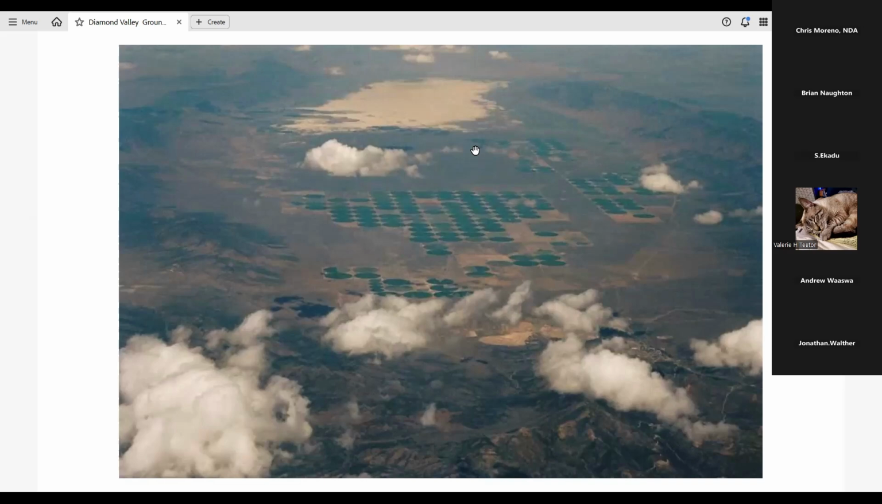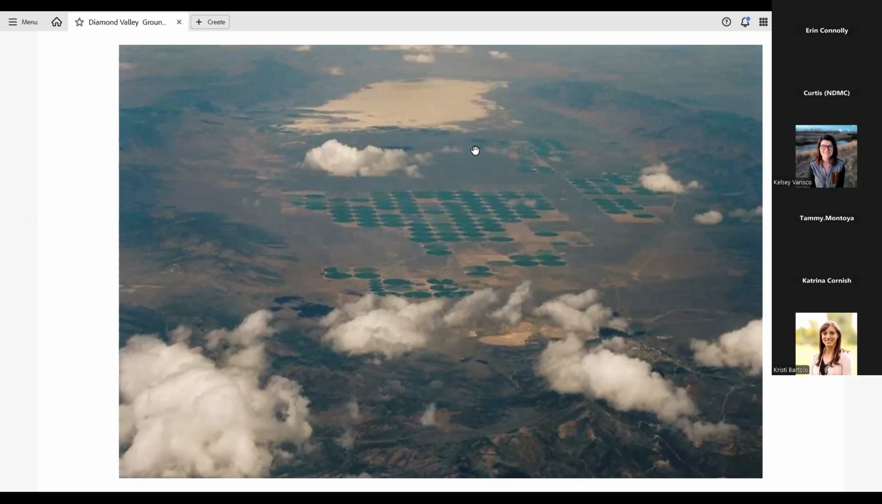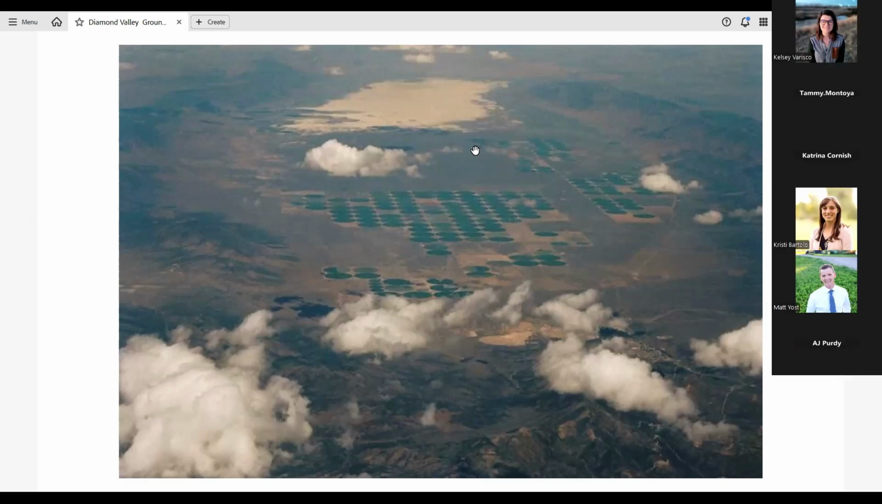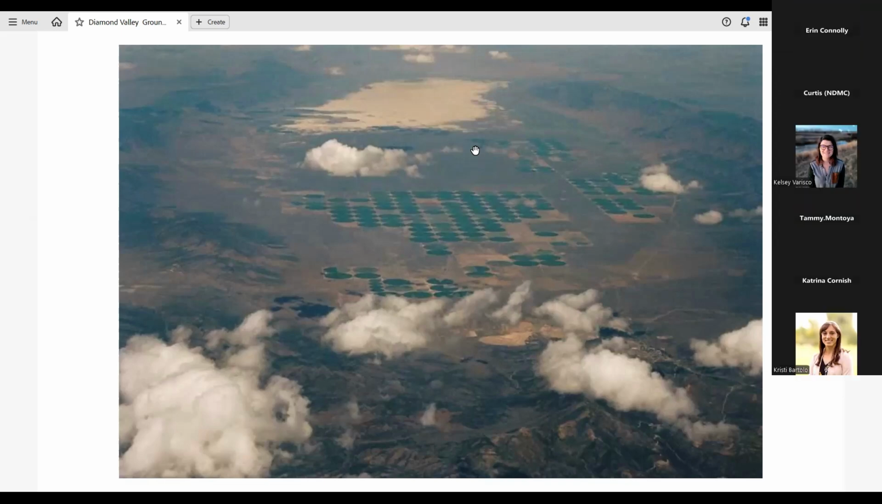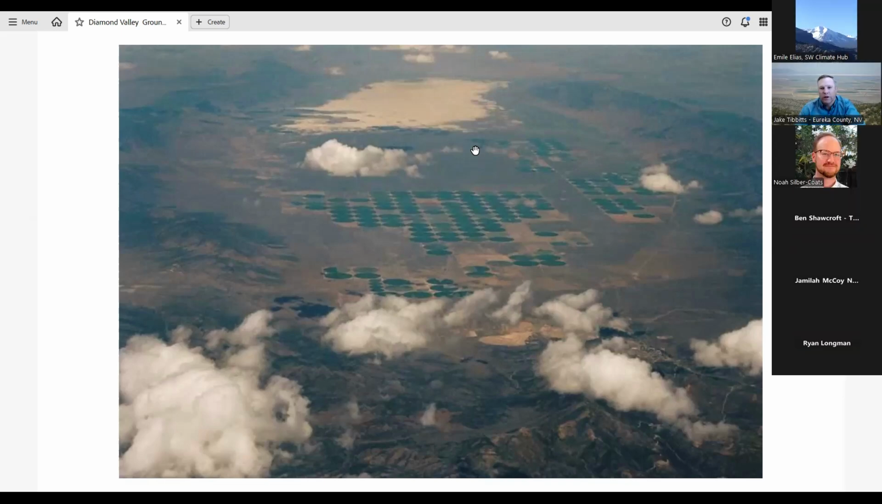So the town supply for the town of Eureka, we have some general improvement districts that have their quasi-municipal water uses, a lot of domestic wells. They all rely, or two-thirds of our population rely, on the groundwater in Diamond Valley. A little bit different picture than what Ben just shared too.